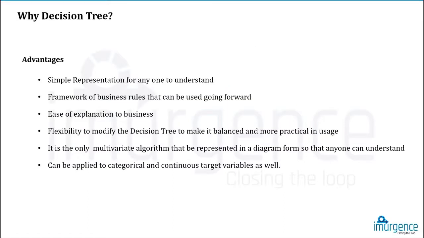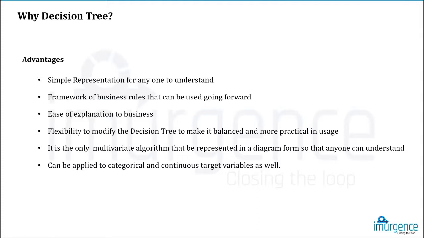Now, why do we use decision trees? First of all, for simple representation, so that it's easy for anybody to understand. When you went through the logistic regression models and the linear regression models, one thing was very clear, that you need to have a strong base in statistics. There is a lot of mathematical computations, there is statistical significance tests and all those things. We want to avoid some of these things which becomes difficult to understand from a business perspective, right? And that is why we want simple representation, graphical representations also. So the framework of business rules that can be used going forward.